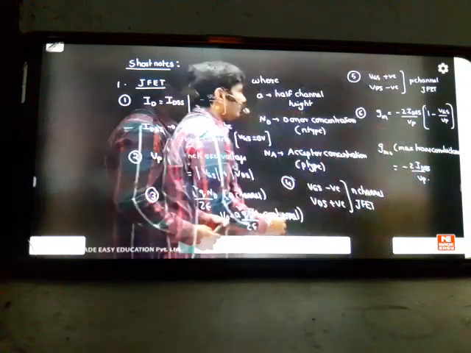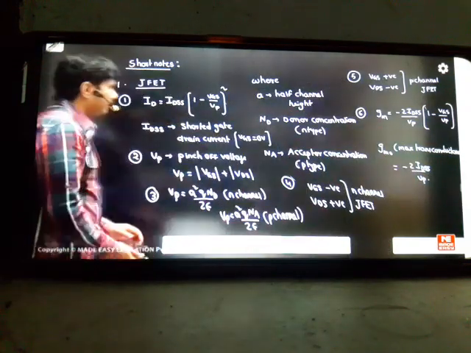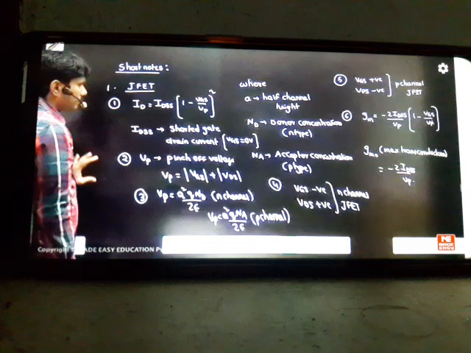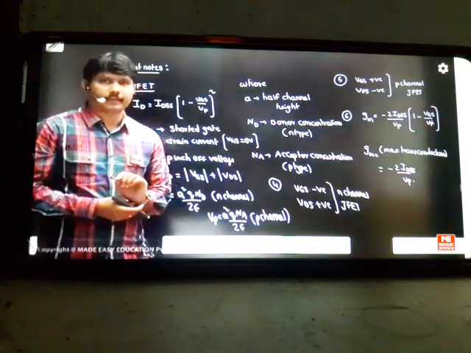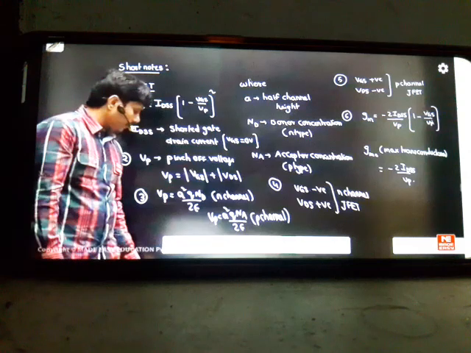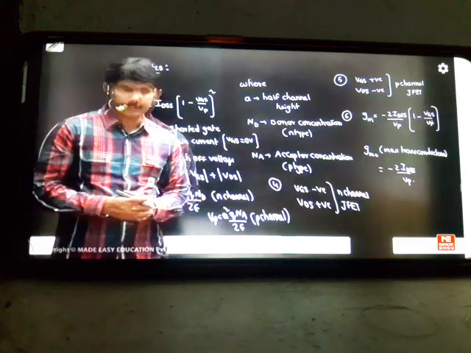So these are the basic knowledge about JFET. If you can practice these 6 formulas, you can work out analog electronics problems very easily in JFET devices. So please complete this. MOSFET also we will complete.